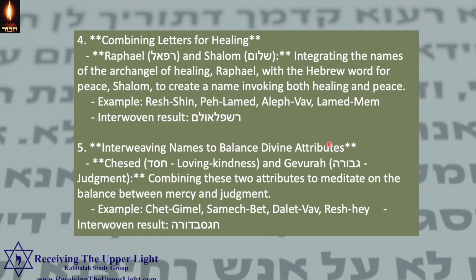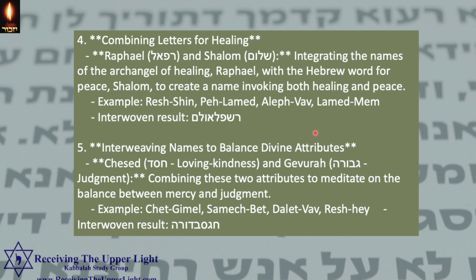Also, interweaving names to balance divine attributes. So in our lives, sometimes we will find that we have some kind of imbalance, whether it has to do with our emotional situation or mental situation, or even the physical, like financial situation and relationships, right? So this is a way also to use these divine attributes that we find in the tree of life, the names of the Sephiroth. We can actually do this as well.